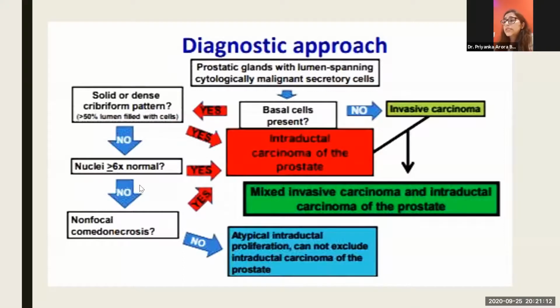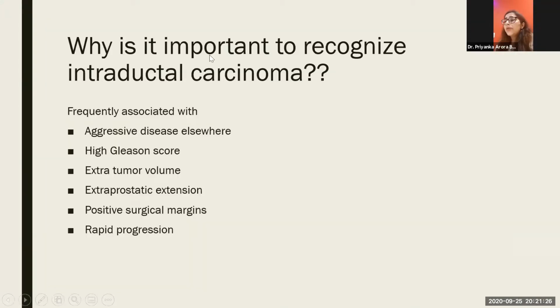Now, why go through such a headache to find out intraductal carcinoma? I've already answered the question, because it is accompanied by a very high grade malignancy. This is aggressive disease, with high Gleason score, large tumor volume, and extraprostatic extension. If it's going into the large ducts, it has probably already gone outside the prostate. Positive surgical margins are usually seen in these cases, along with rapidly progressive disease.